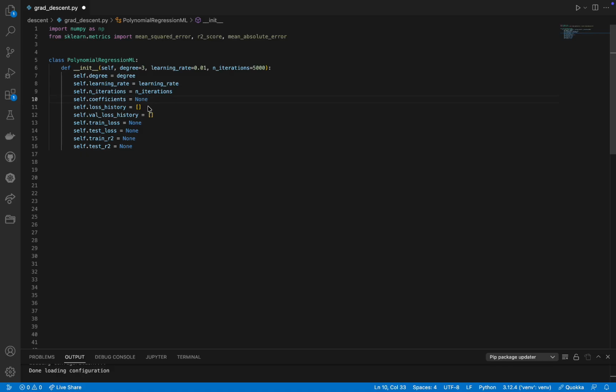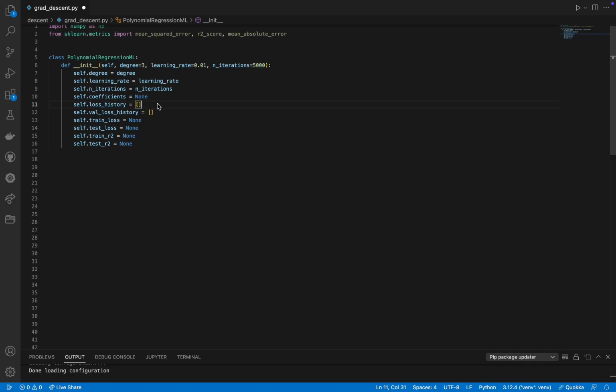We also create self.loss_history as an empty list. This will track how our error changes over time during training. It's super useful because we can plot it later to see if we are actually learning or if something is going wrong. Similarly, self.val_loss_history tracks the validation loss. This is separate from training loss and helps us detect if we are overfitting. If training loss goes down but validation loss goes up, we know we are memorizing the training data instead of learning general patterns.